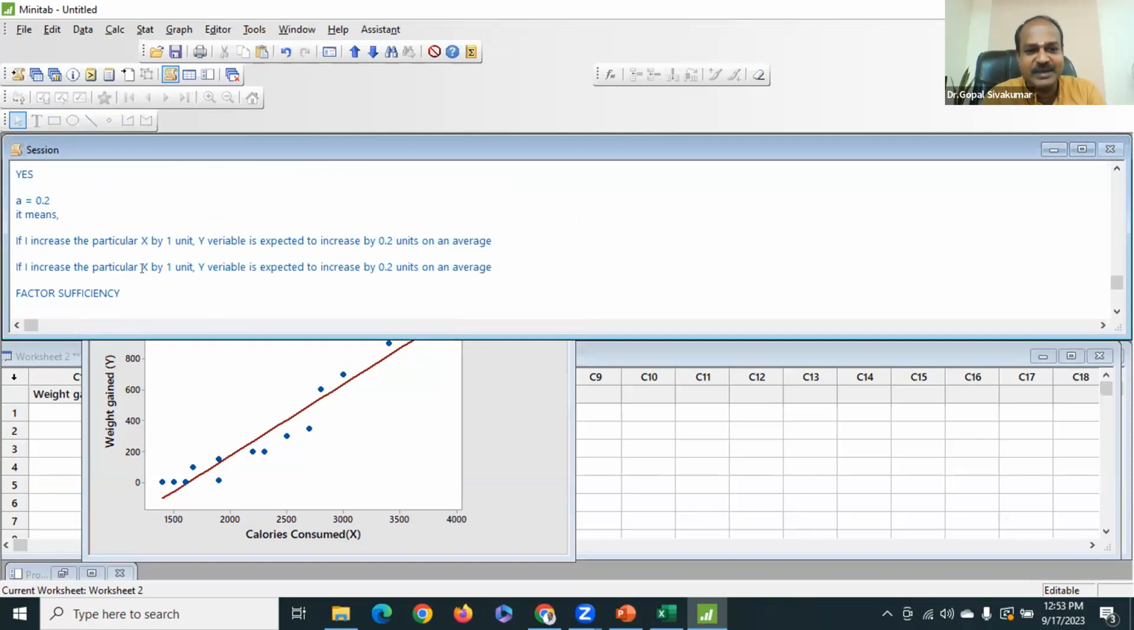So if I increase the X, what is your X? Calories. If I increase calories by 1 unit, the Y variable, which is nothing but weight gain, is expected to gain by what is the number you have seen? 0.40. The unit is grams. Do you find this language helpful now?